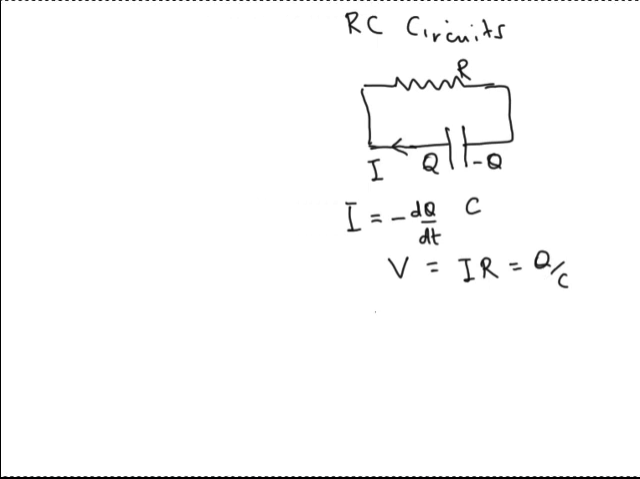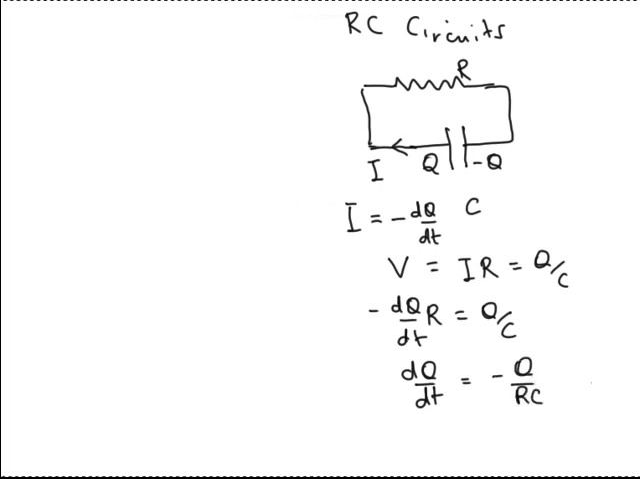So I've got minus dQ by dt multiplied by R is equal to Q over C, or to put it together in a slightly easier way, dQ by dt is equal to minus Q over RC. Let's look at that. The rate of change of charge, the rate at which charge flows off, is directly proportional to Q over C, the voltage, and inversely proportional to R, which is slowing it down as it flows off.